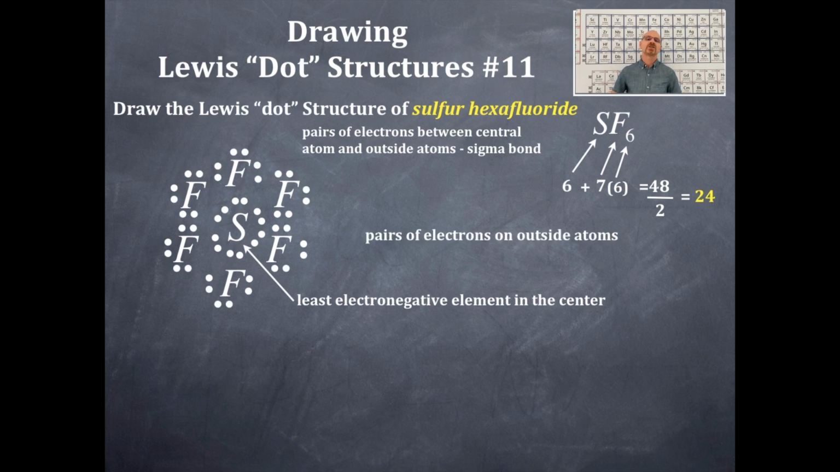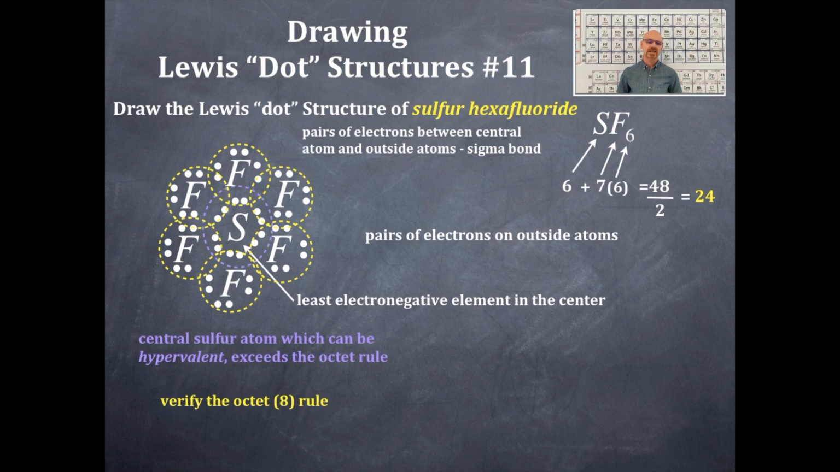Now I need to check the octet rule for fluorine. Fluorine must follow the octet rule, and it does, so that's good. Now I'm going to check the sulfur. Sulfur is hypervalent, i.e. it can exceed the octet rule, and it is in period 3, so that is actually okay.